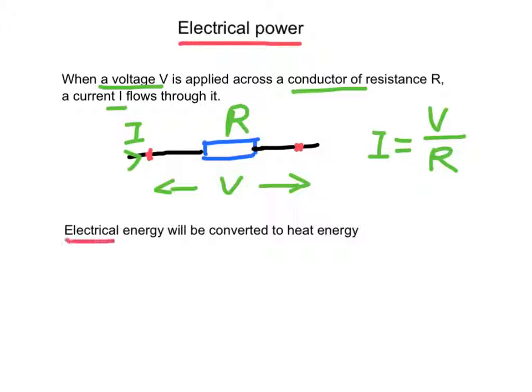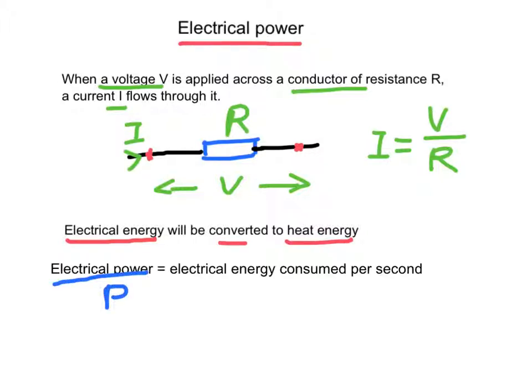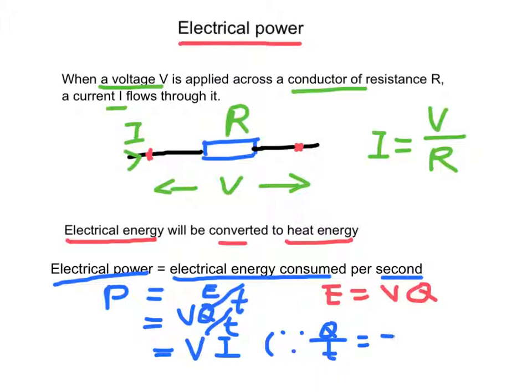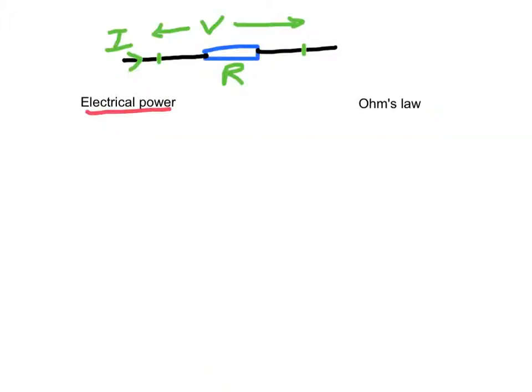In this process, electrical energy will be converted to heat energy, and electrical power P is defined as the electrical energy consumed per second, that is E over T. Since electrical energy consumed is the product of voltage and charge, therefore the electrical power P equals VQ over T, which is equal to V times I, because Q over T equals I. Electrical power of a conductor of resistance R is P equals VI.